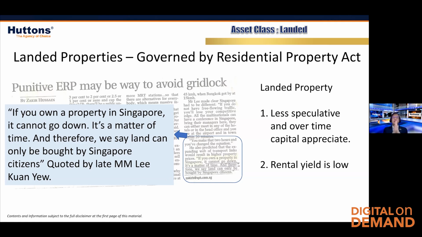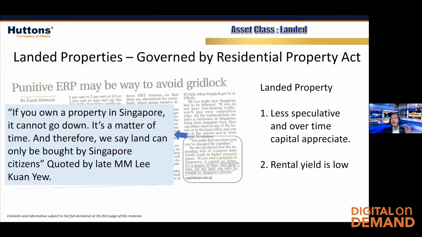So you can see Singapore citizens out there, ladies and gentlemen, I just want to tell you this. If you have the money, please go and buy a landed property, not just because of what our MMLs say, but I want to show you some research later on. Now, for landed property, this is the kind of characteristics.